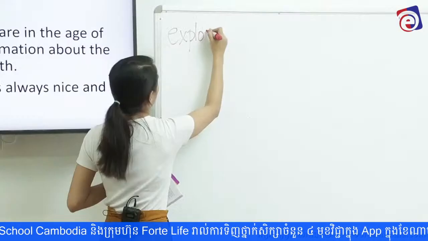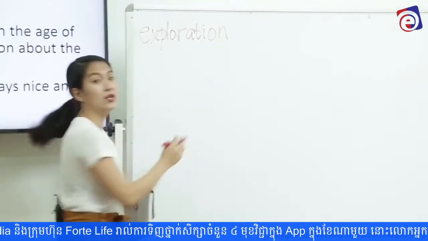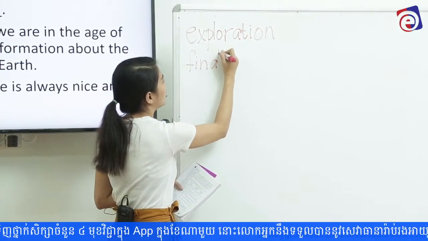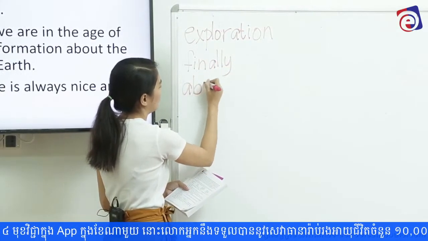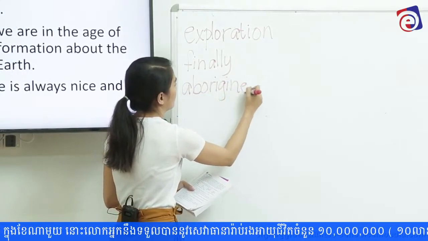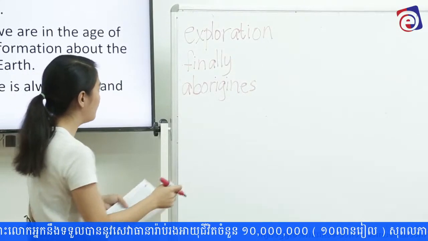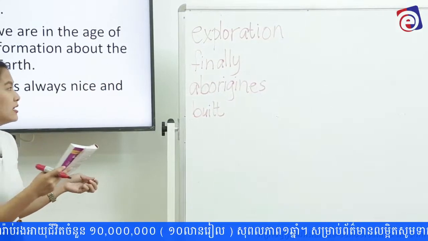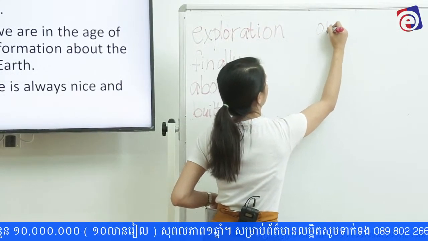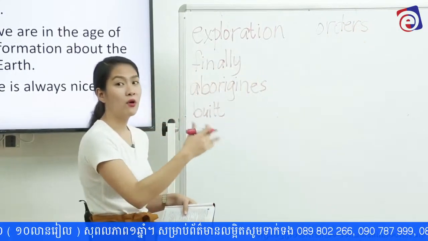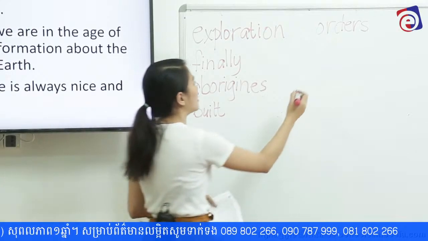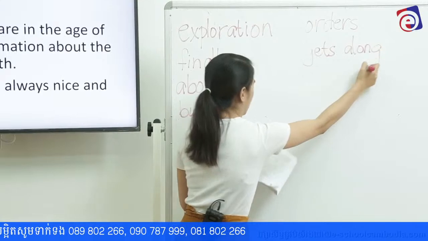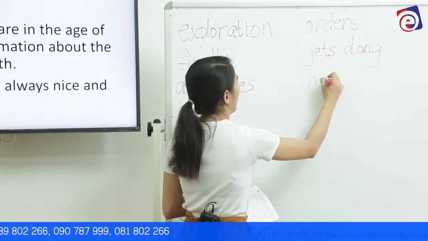Exploration. Can you see? Okay, next. Finally. So we'll choose from these words, Aborigines. Okay? And then we have built. Okay, built. These are the choices. Next, we have orders. These are the vocabulary from the previous slides. Orders, gets along. Next, we have hemisphere.